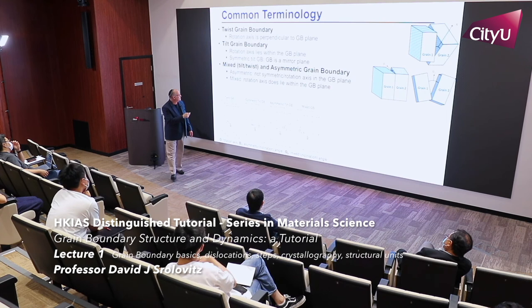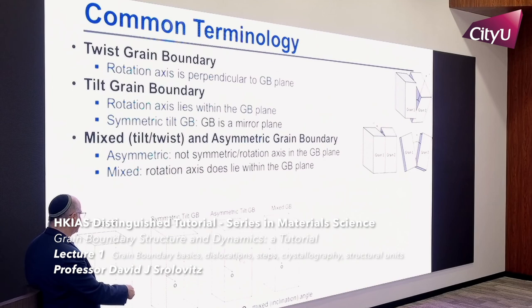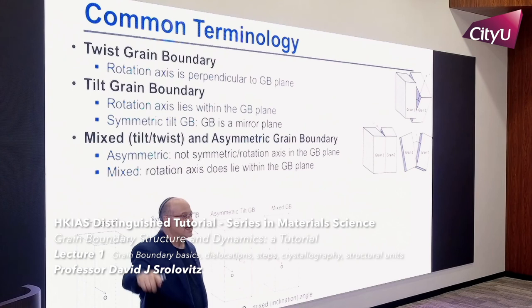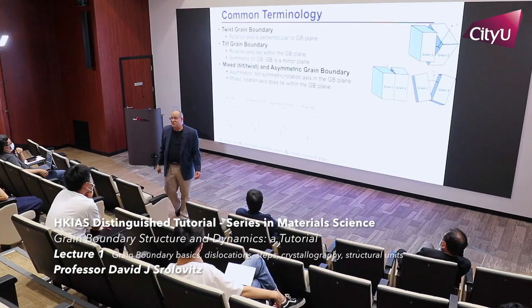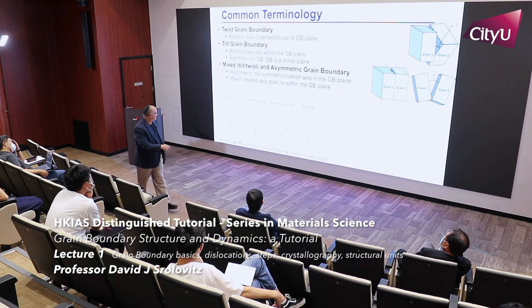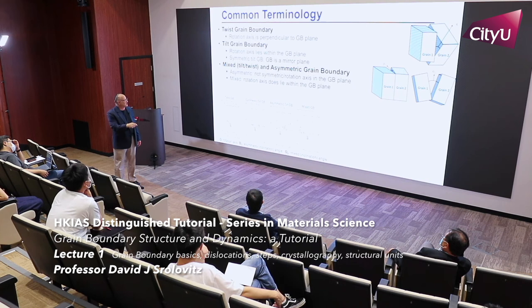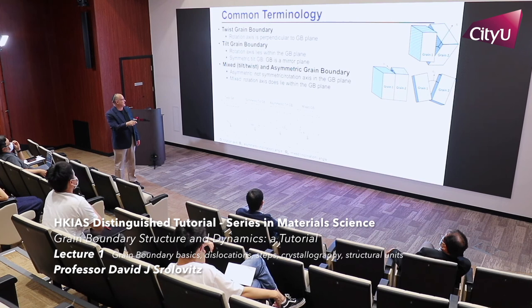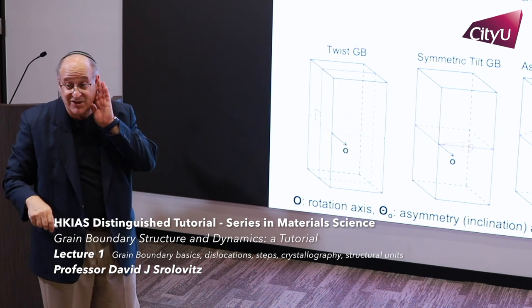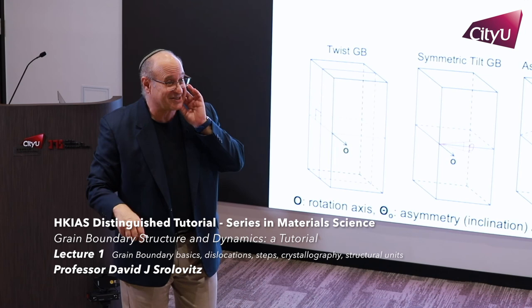And the last one is a mixed grain boundary, which is a combination of a tilt and a twist, which is to say that the rotation axis is neither in the plane of the boundary nor perpendicular to the boundary, it's just some other orientation. So a general grain boundary is a grain boundary which is mixed tilt and twist and asymmetric. Asymmetric tells me about the orientation of the plane. Mixed tells me about where the rotation axis in the misorientation is. Okay? Good so far? Okay, good.